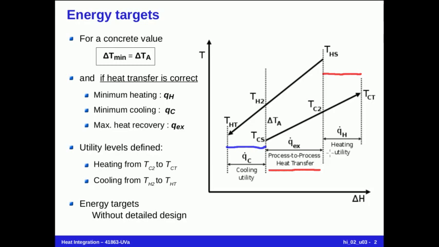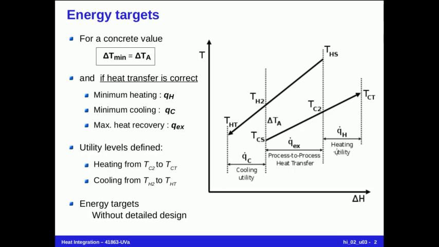Then, just knowing the stream temperatures and duties, and without detailed design, we can have an idea, for a given minimum approach, of how much cooling and how much heating we will need, and also how big the process-to-process heat transfer area will be. These are energy targets, the minimum needs of heating and cooling for these two streams.